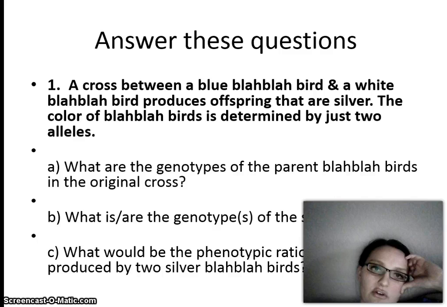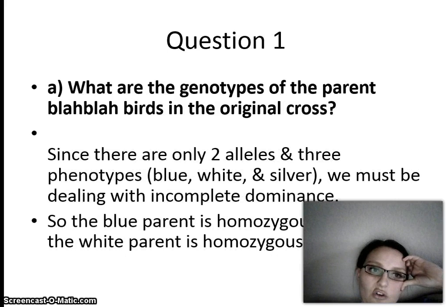Okay, you can make up your own letters or alleles for the blah blah birds that are blue and the blah blah bird that's white. Typically people just use BB and WW. So anyway, here we go, if you're ready for the answers. Question 1. What are the genotypes of the parent blah blah birds in the original cross?